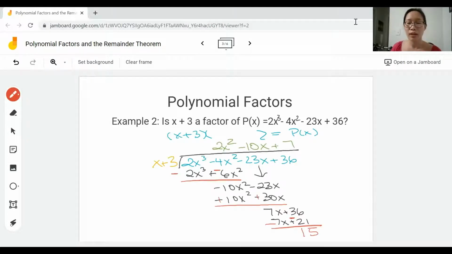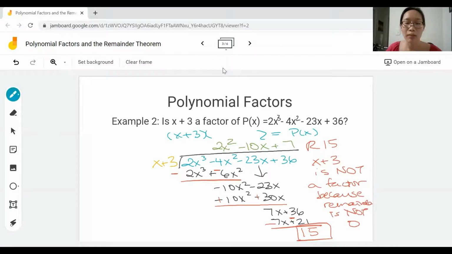So as you can see here, my remainder is 15. That means that I could not divide my polynomial p of x into even groups of x plus 3, and I have 15 left over. This means that x plus 3 is not a factor because the remainder is not 0.